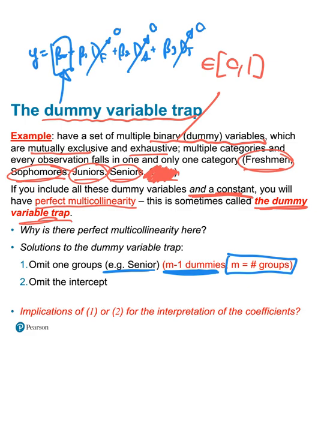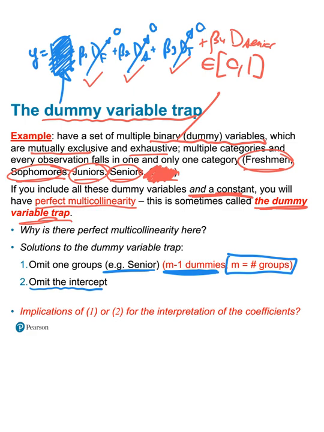Now we can also instead omit the intercept. Maybe we don't actually have this right here. We have beta 1, a dummy for freshman, beta 2, a dummy for sophomore, beta 3, a dummy for junior, and let's say beta 4, a dummy for, let's say, senior.